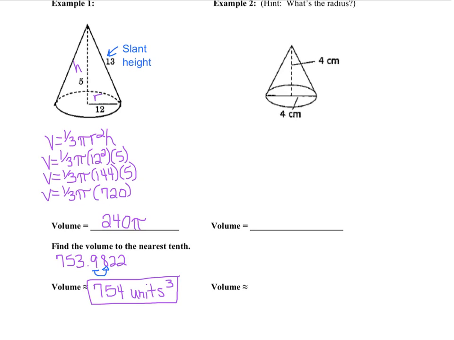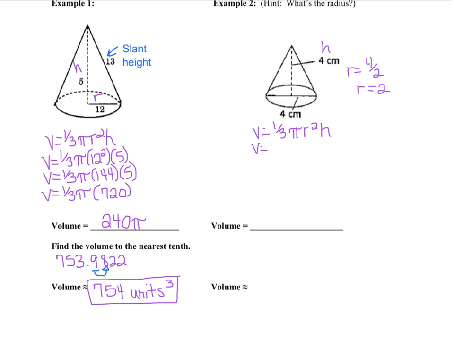Okay, so now let's look at example 2. Again, we want to write our formula down: volume equals 1/3 pi times radius squared times our height. Let's first identify our radius and our height. We are given 4 here, but notice 4 is our diameter. So what would our radius be? Our radius would be half the diameter, so we're dividing 4 by 2. Our radius is equal to 2. And then our height, how tall it is, is 4. So our h is 4.